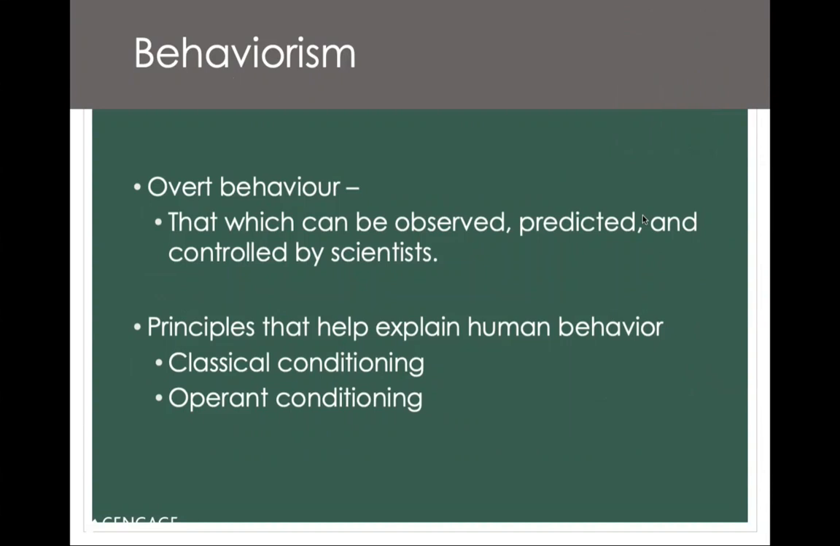So behaviorism, first of all: personality under behaviorism is described as the end result of one's history of conditioning. Before we understand what conditioning is, it's important to know what overt behavior is. Overt behavior is that which can be observed, predicted, and controlled by scientists.